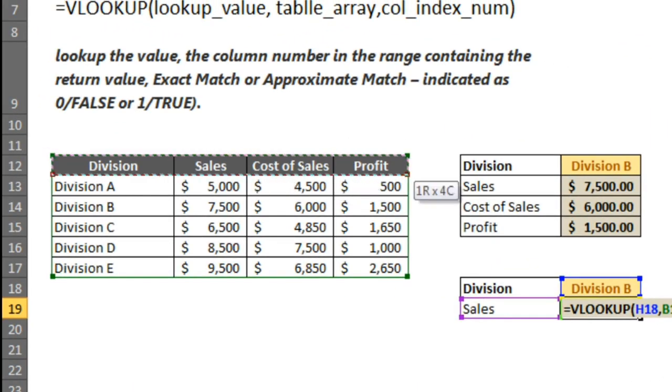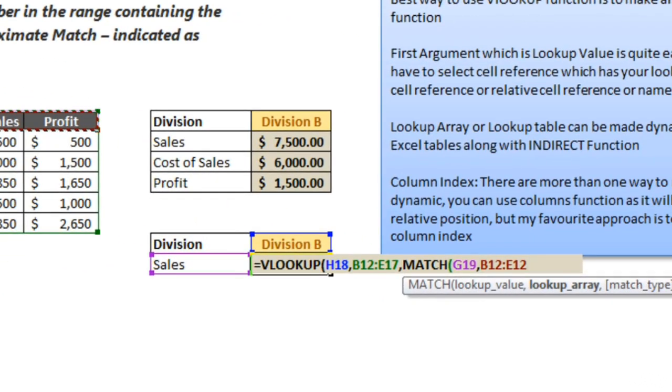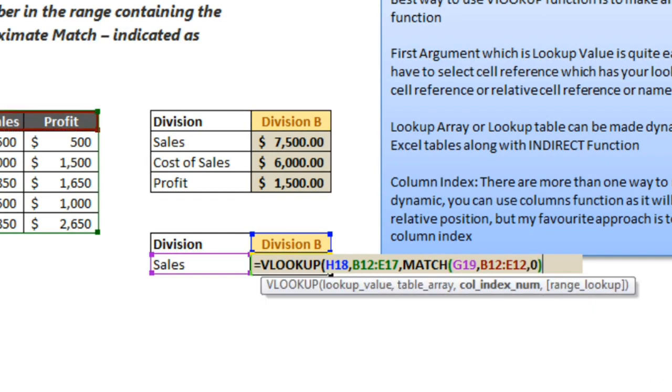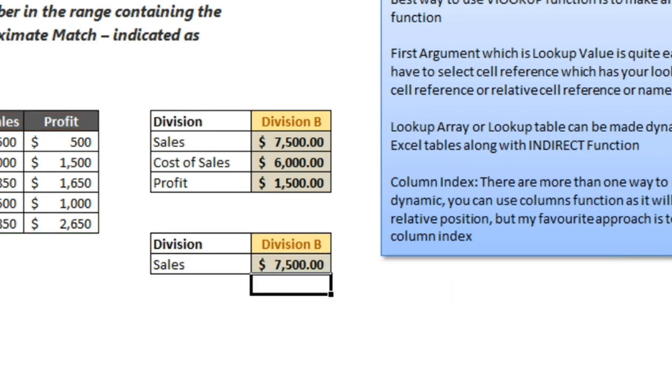Lookup array would be this particular row. And we have to make sure that it is in sync with the VLOOKUP table array. So it has to start from column B, and accordingly you select the row. So it will be B12 to E12, and we want an exact match. And again for the VLOOKUP formula also we want an exact match. So we'll select FALSE and press enter.